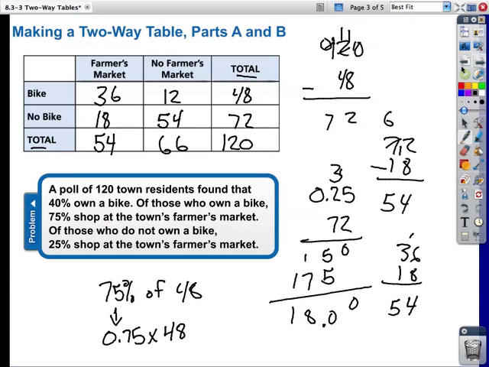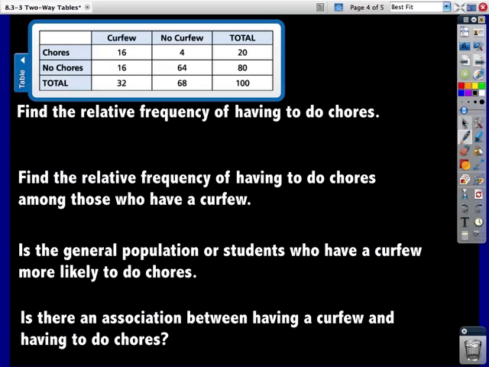All right, one more quick example here. In this particular problem, we're going to actually find association. It's a different table, and we're going to use the data in a table already filled out to answer these questions. It says, find the relative frequency of having to do chores. Well, it looks like the total number of people that have to do chores is 20, so that's the number of events. But in the denominator, we need to put the total number of possibilities. There's 100 right here, 100 total people. So 20 divided by 100 is 20%, or 20 hundredths.